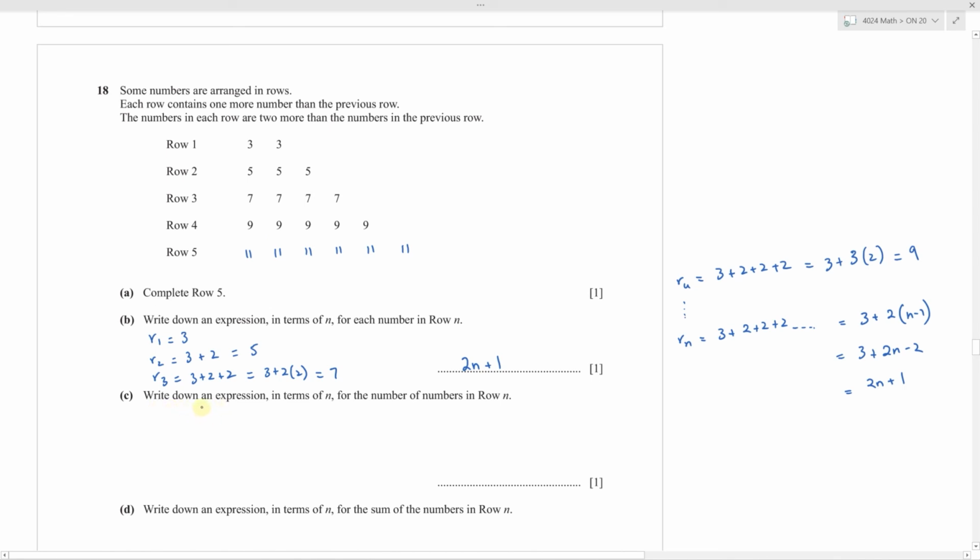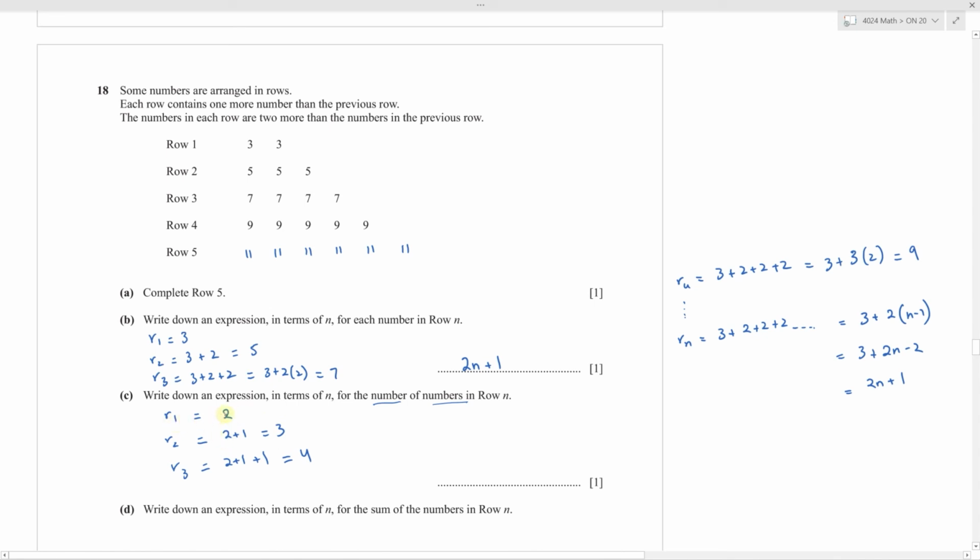Part C is write down an expression in terms of n for the number of numbers in row n. So you can follow a similar pattern. You can use the same procedure here. So you have row 1. How many numbers you have? You have 2 numbers, 2 threes. Row 2, how many numbers you have? 2 plus 1, which is equal to 3. Row 3, how many numbers you have? 2 plus 1 and then plus 1, one more than the previous row. This is 4. So you can straight away see the number of numbers is 1 more than the row number.